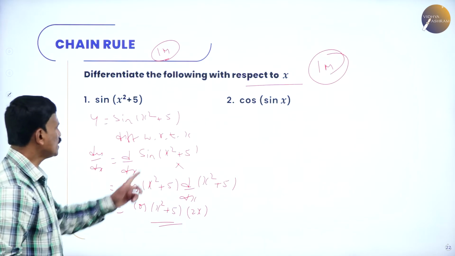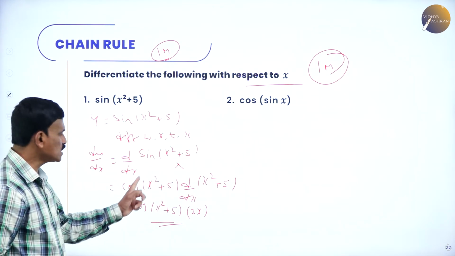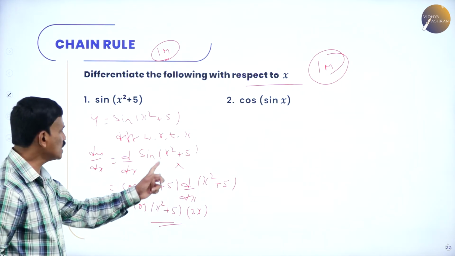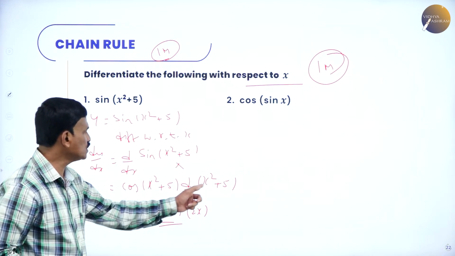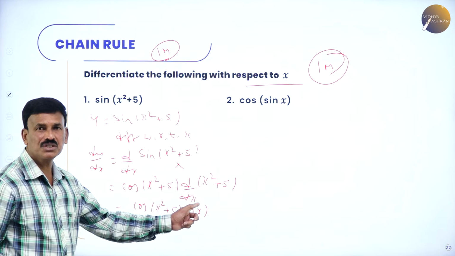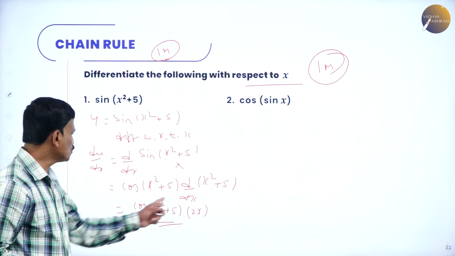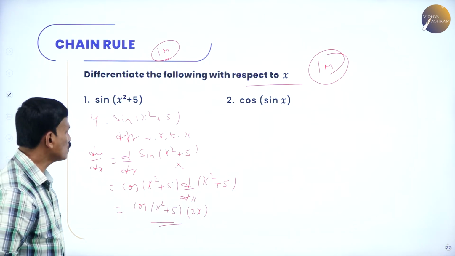That's it. See here, let us call it x. Differentiation of sine x is cos x. What is x? x is nothing but x square + 5, the inside function, into d by dx of the inside function, which is x square + 5. Differentiation of x square is 2x, 5 is constant so 0, so 2x into cos of (x square + 5).